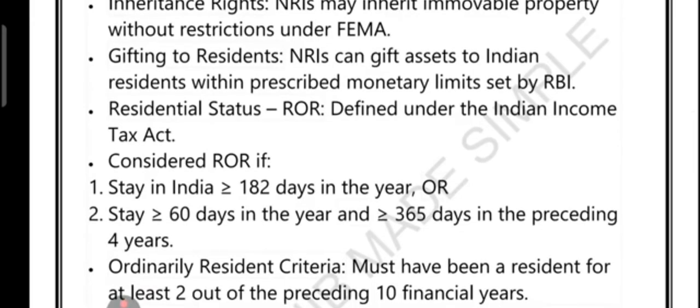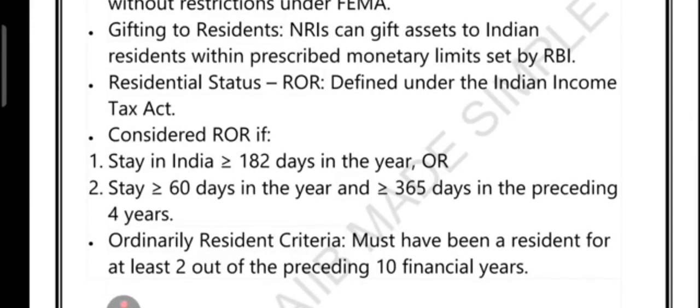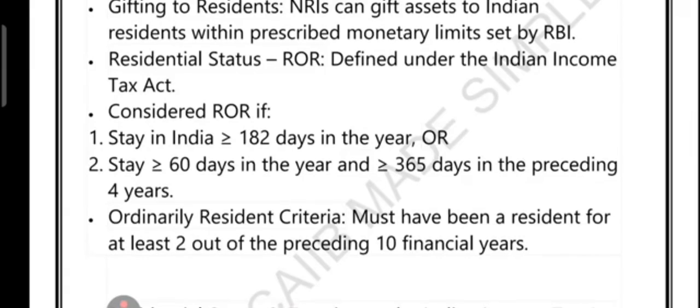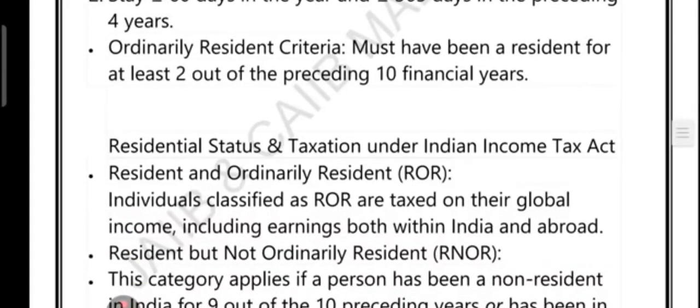Your residential status for tax purposes depends on how long you stay in India. If you stay 182 days or more in a year, you are a resident. Or if you stay 60 days or more in a year and 365 days or more in the last 4 years, you are also a resident. That is called ROR. To be an ordinary resident, you must have been a resident for at least 2 out of the last 10 years. These are very, very important rules.